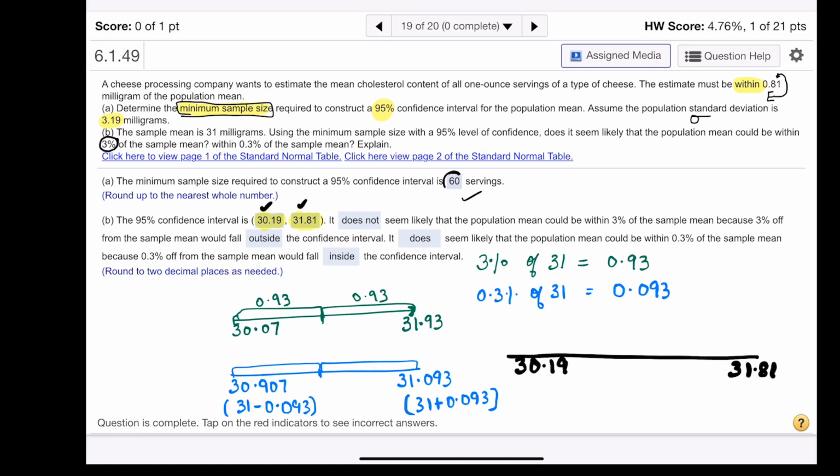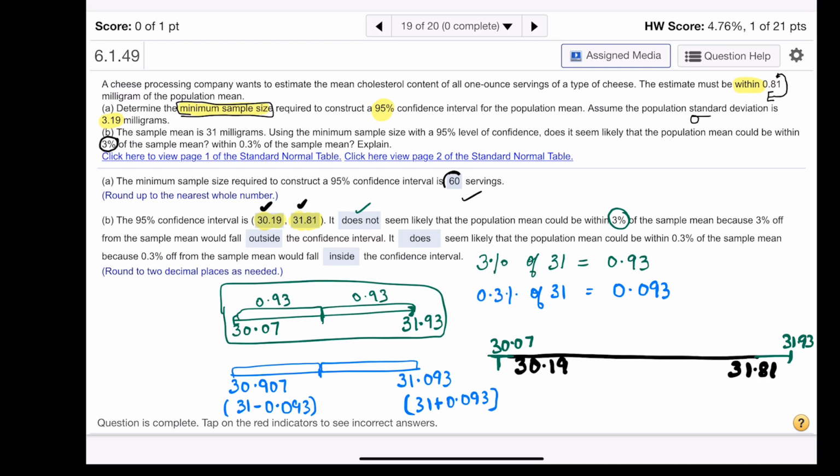So I'm going to check for the 3% here. When I graph it, I have 30.07 here and 31.93 here. So you see that the 3% is outside the 95% confidence interval. So it does not seem like the population mean could be within the 3%.